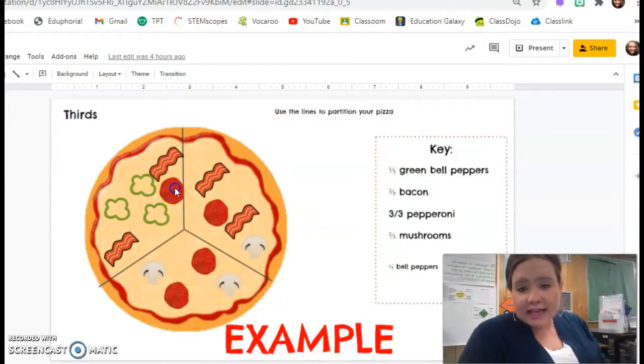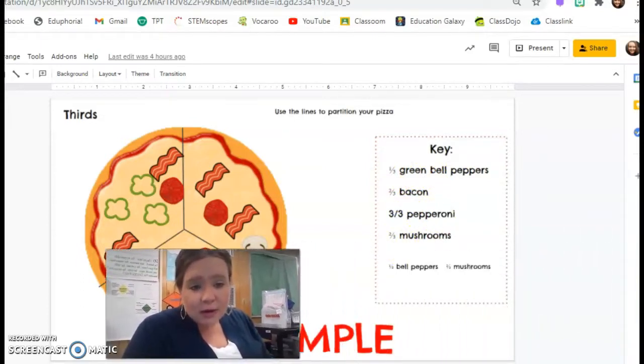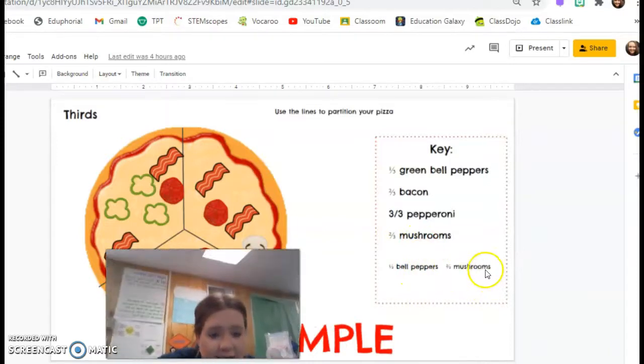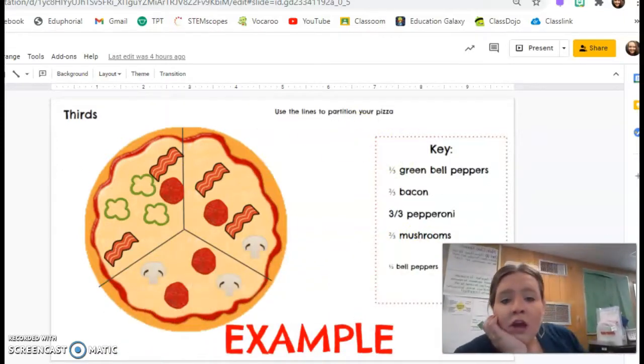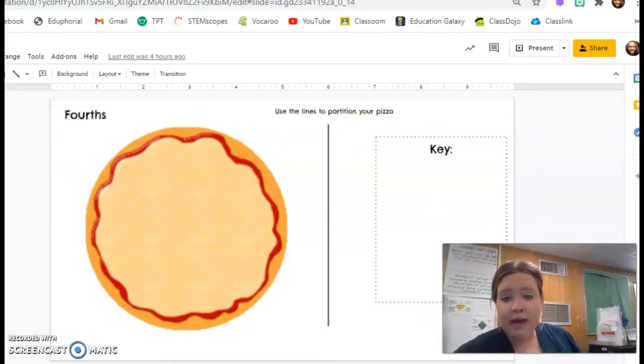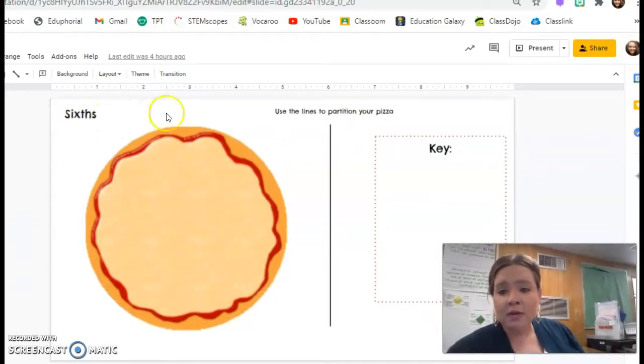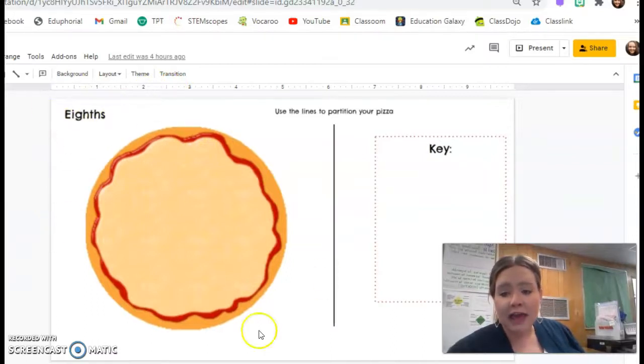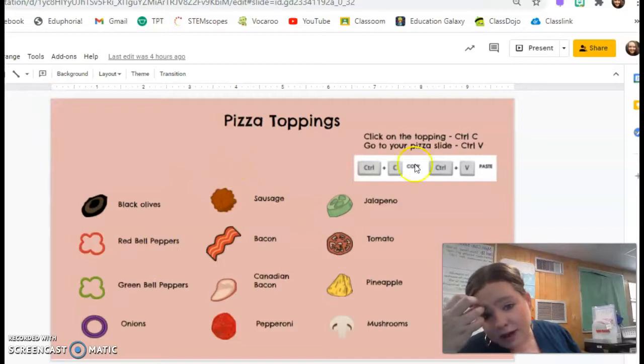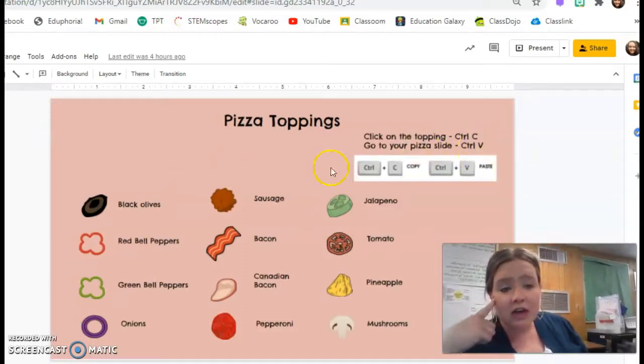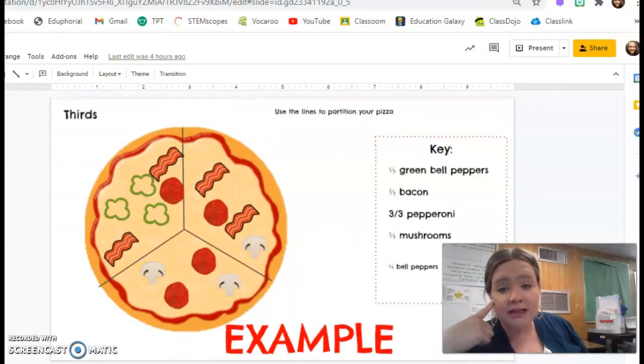Okay? This is an example. This is not what your pizza is going to look like, okay? This is the pizza cut into thirds. This is the key. 1/3 green bell peppers, 2/3 bacon, 3/3 pepperoni, 2/3 mushrooms, okay? 1/3 bell peppers and 1/2 mushrooms. So this is what y'all's looks like. This is your thirds you're going to make, your fourths, sixths, and eighths, okay? Here are your pizza toppings that you can choose from. Again, you're going to do just Control C and then Control V to copy and paste. So this is what your pizza should look like.